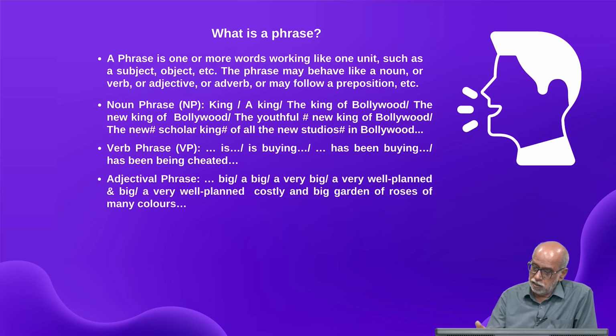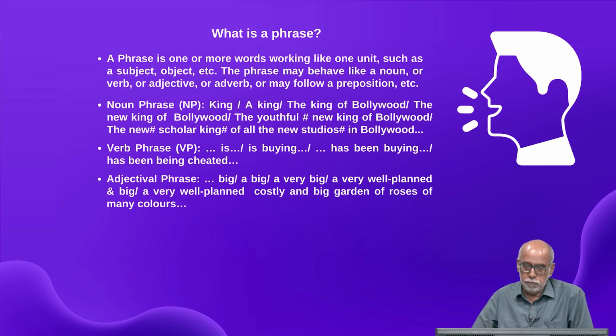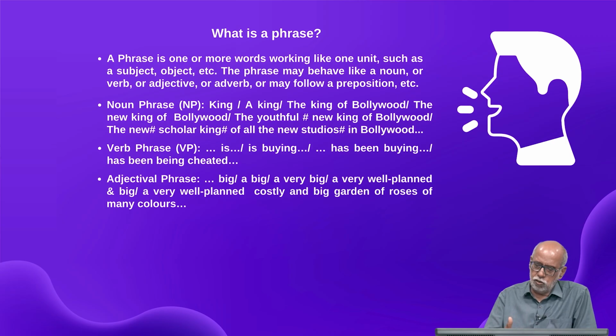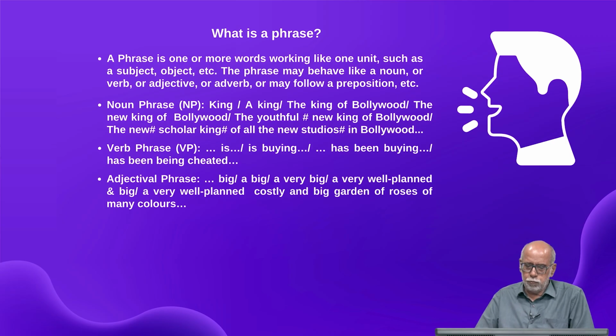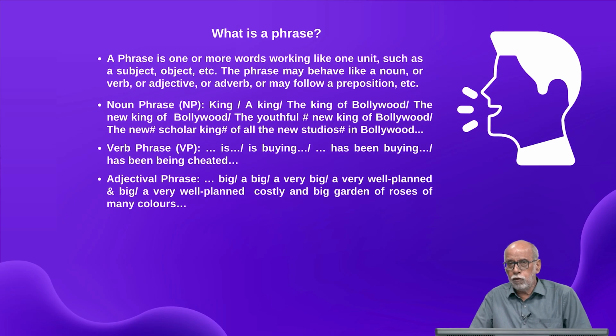Okay? And then after roses, whatever we have also modifies the noun. So that is also an adjective phrase. So a very well planned, costly and big garden of roses of many colors. So a very well planned, costly and big, up to this point, is all functioning like one adjective, big garden.